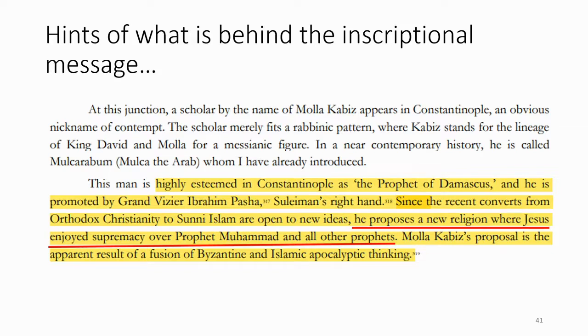This man is highly esteemed in Constantinople as the Prophet of Damascus, and he is promoted by Grand Vizier Ibrahim Pasha, Suleiman's right hand. Since the recent converts from Orthodox Christianity to Sunni Islam are open to new ideas, he proposes a new religion where Jesus enjoyed supremacy over Prophet Muhammad and all other prophets. Mullah Qapis's proposal is the apparent result of a fusion of Byzantine and Islamic apocalyptic thinking. I wonder how that went down.